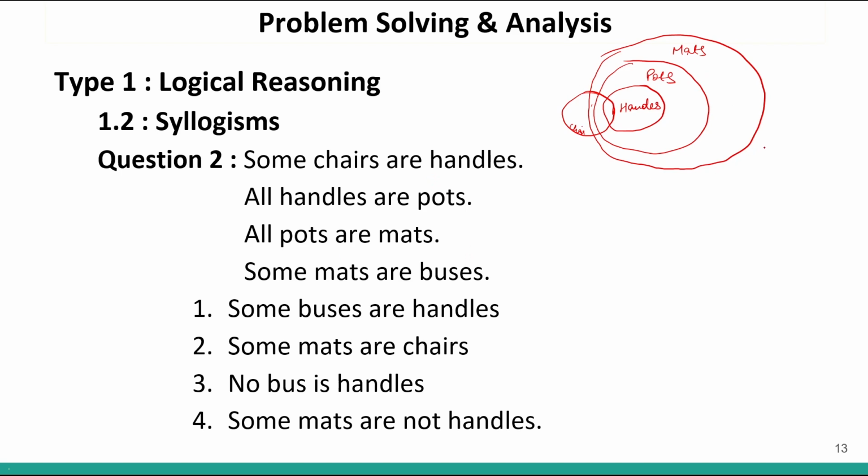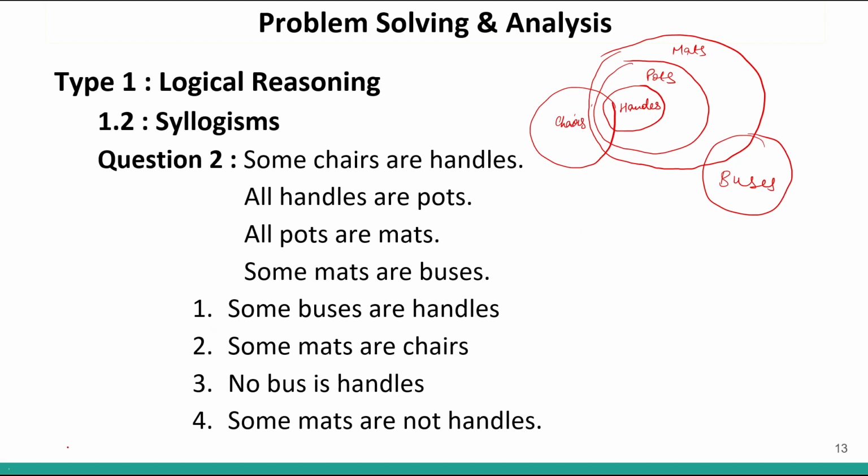Some mats are buses. So if this is mats, there will be some part common between mats and buses. That is this part. So this is how we'll draw the Venn diagram. So some chairs are handles, all handles are pots, and all pots are mats. And then some mats are buses. So this is the definitely true syllogism or definitely true Venn diagram.